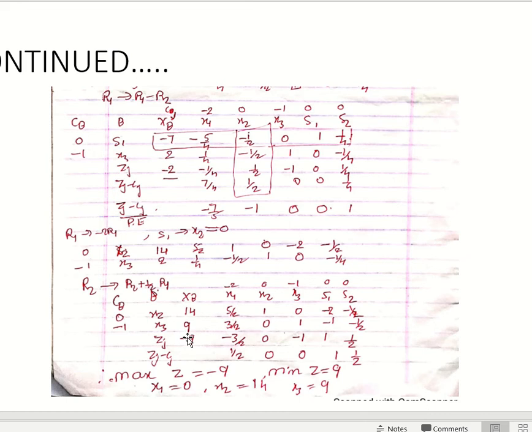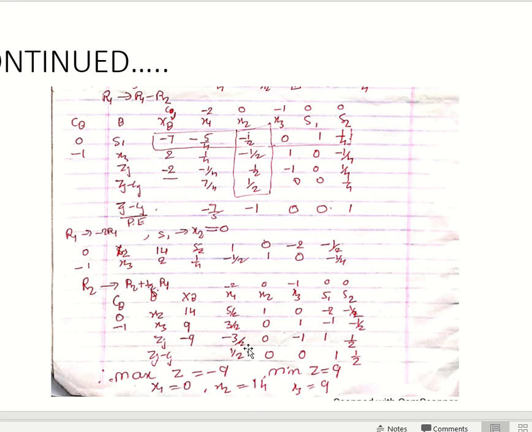And what are the x1, x2, x3 values? See, there is no x1, so x1 is 0. And what is x2? Here 14. And what is x3? 9. So x3 equal to 9, x2 equal to 14, and x1 equal to 0. And maximization, because we have converted to the dual of minimization, so we are getting the maximization value here, that is minus 9.